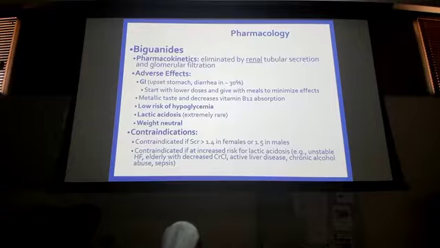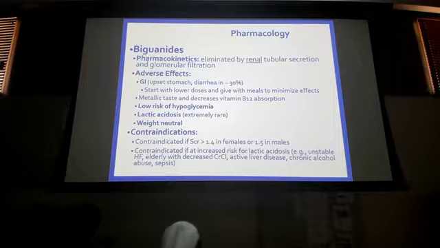Good thing about this is relatively safe, low risk of hypoglycemia. There are some instances of lactic acidosis, very rare, and I'll touch on that in just a second. This is weight neutral, which is encouraging for a lot of patients because, like we mentioned yesterday, gaining weight, it's very hard to lose whenever you are being treated for diabetes.